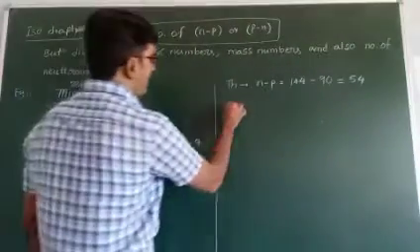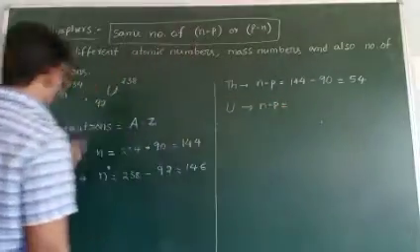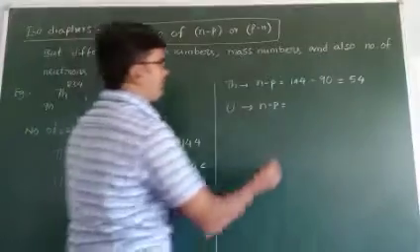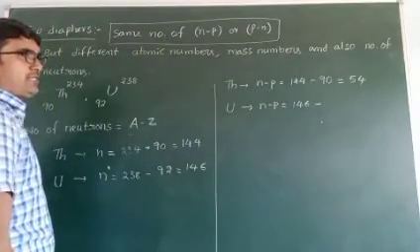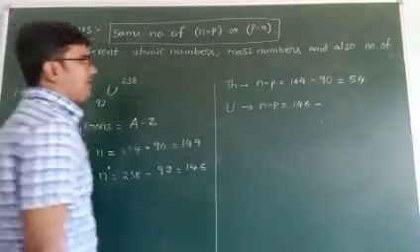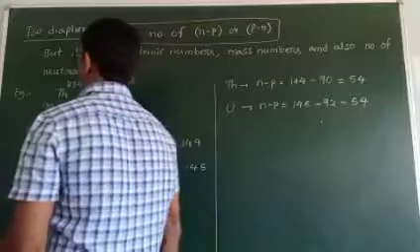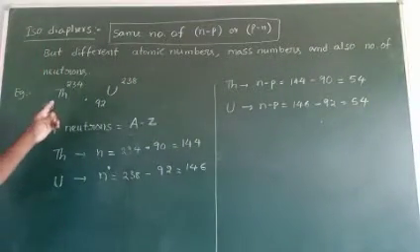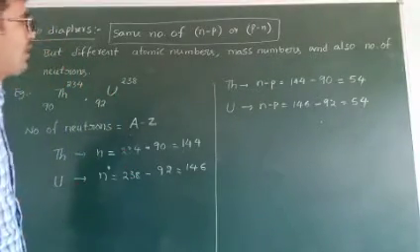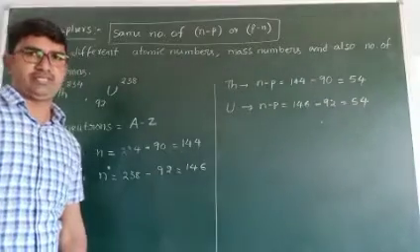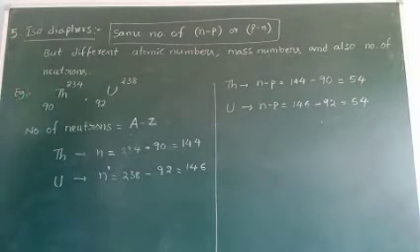For the second one, for uranium, calculate N minus P. For uranium, the N value is 146 minus P. The number of protons is nothing but the atomic number, so 92. It gives 54. So in this case, both thorium and uranium contain the same N minus P value. That's why these two are called isodiaphers. Now isodiaphers are also completed. This is the fifth one.